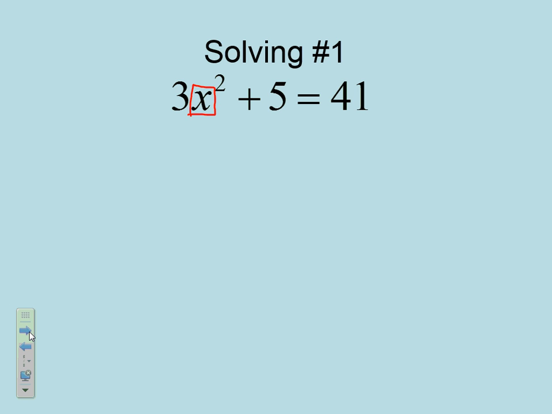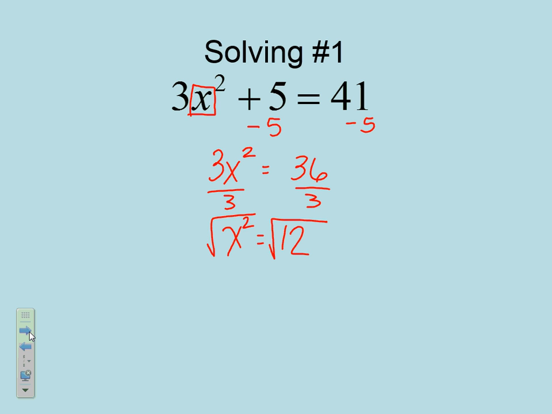So listen to your gut here. You have some algebra skills. We're going to go ahead and subtract 5. 3x squared equals 36. Now we need to get the 3 away from that x squared. So we're going to divide. x squared equals 12. And now we go ahead and get the squared away from the x. To undo the operation of squaring or taking a power, you do the root. So here we're going to go ahead and square root both sides. So x would be the square root of 12.